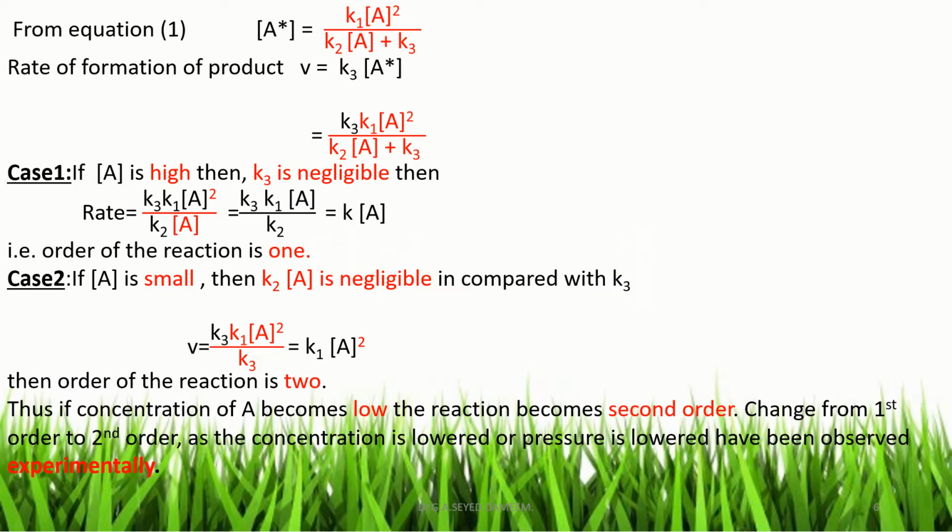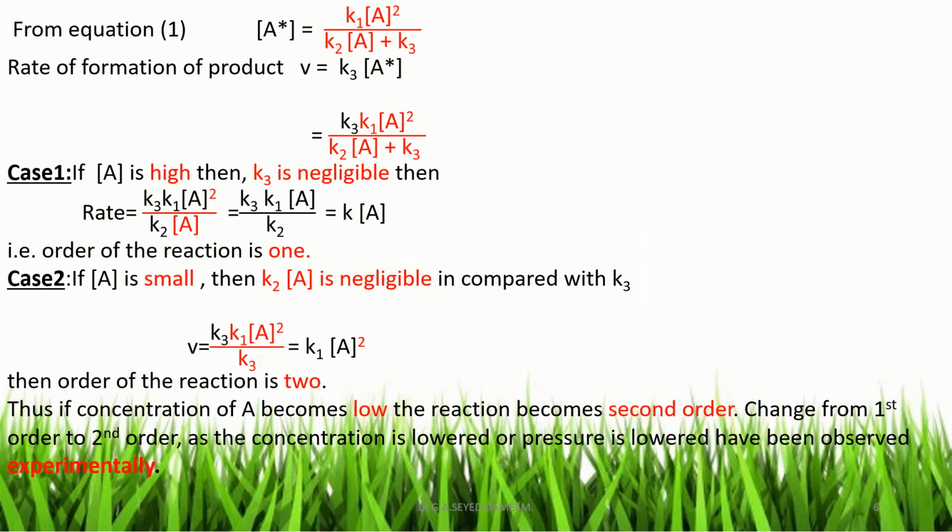Now we have two cases. One: if the concentration of A is high, then K3 is negligible, and the rate of the reaction is given by K3 K1 A power 2 divided by K2 A, by neglecting K3. Now the equation becomes, by cancelling A power 2 in the numerator with A power 1 in the denominator, K3 K1 concentration of A power 1 divided by K2.